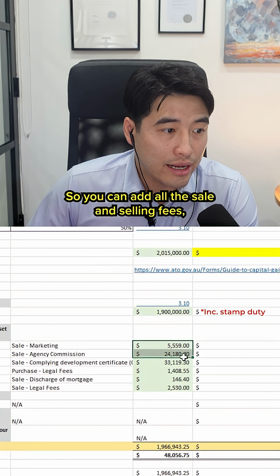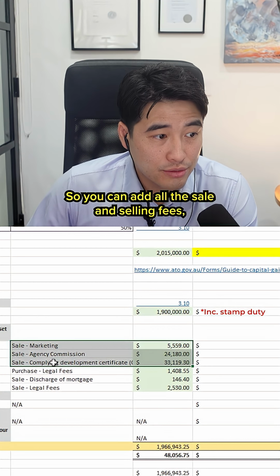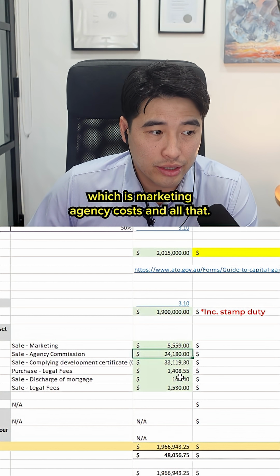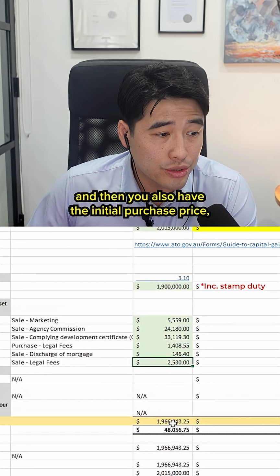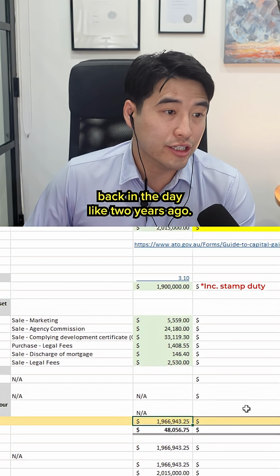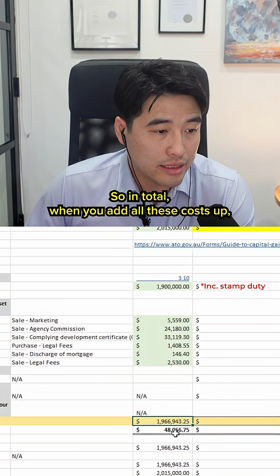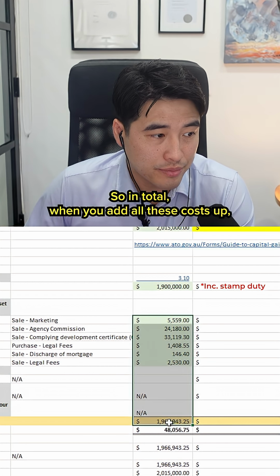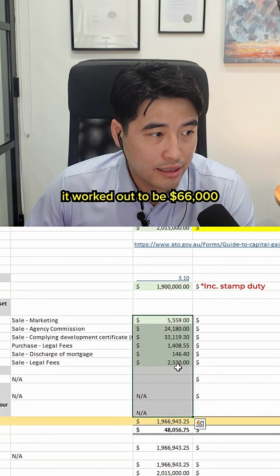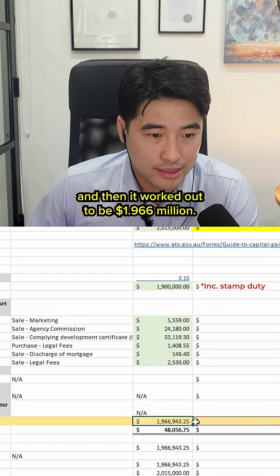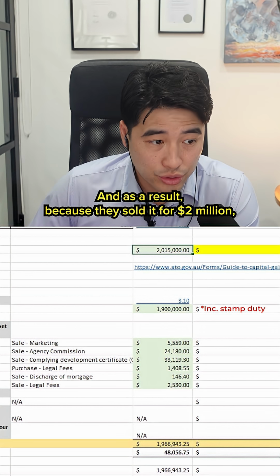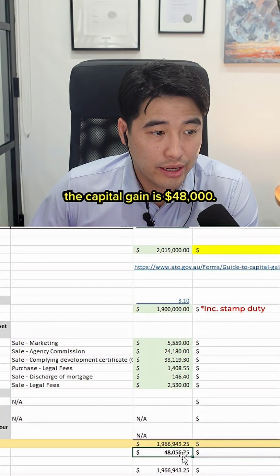So you can add all the sale and selling fees, which is marketing, agency costs and all that. But you can also add the purchase costs as well, purchase legal fees. And then you also have the purchase price, which was initially, back in the day, like 2 years ago. In total, when you add all these costs up, it worked out to be 66K plus the 1.9 mil, and then it worked out to be 1.966. As a result, because they sold it for $2 million, the capital gain is $48,000.